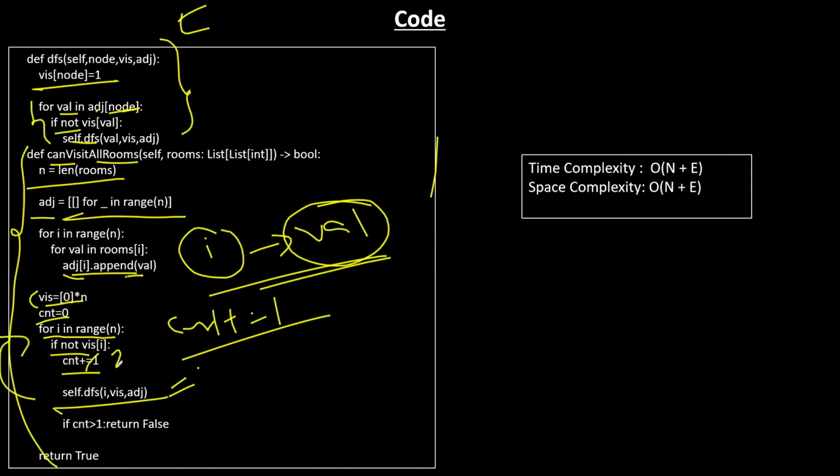If count becomes 2, you call the function, then you come back, and you see that count is 2. So we return false. Otherwise, we return true.